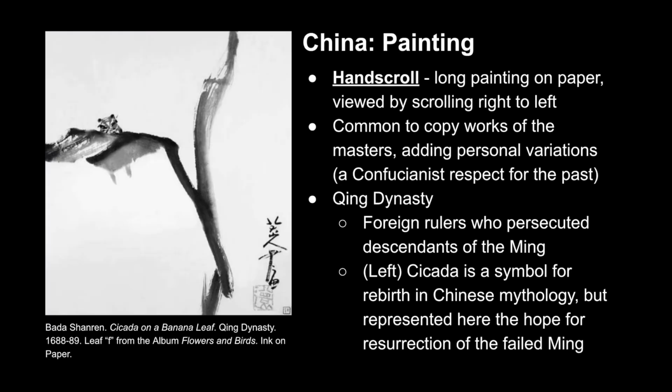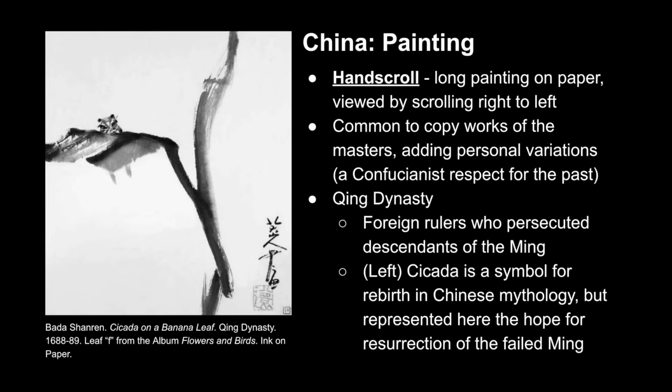Looking still at Chinese painting, we see the hand scroll, which is a long painting on paper. You can view it by scrolling left to right, and it allowed for long narrations that couldn't fit within one composition. Instead, viewers would be able to scroll forward or backwards looking at different pieces of the narrative.